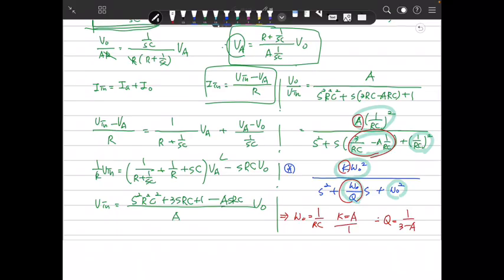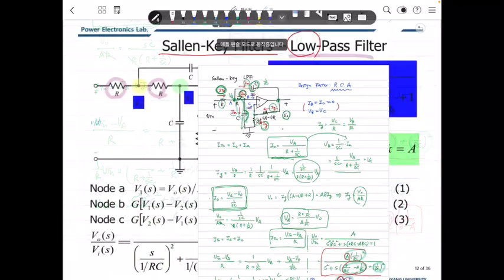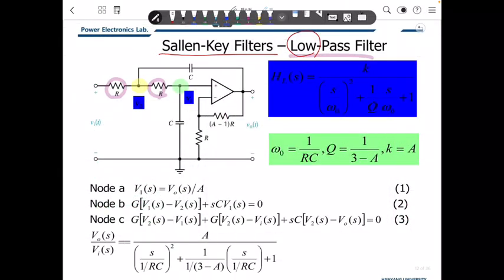So this is the same thing. I mean the K and Q are determined by A. So we cannot fix these parameters independently. You cannot fix omega 0, K and Q independently, because K and Q are coupled to each other. So you need to consider this. This is the way to implement the Sallen-Key low-pass filter.